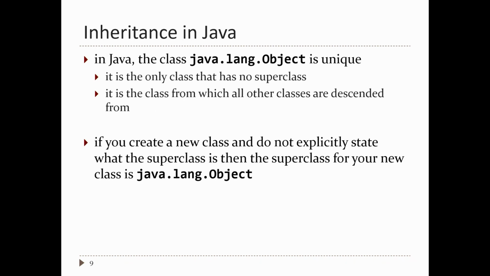In Java, as I mentioned before, Object is unique. I don't know of any other programming language that does it this way. Object is the only class in Java that has no superclass, which means it's the class from which all other classes descend. When you create a new class and don't explicitly say what the superclass is, the compiler automatically assumes that Object is the superclass. That's why we haven't had to mention the class Object in any of the classes we've made so far.